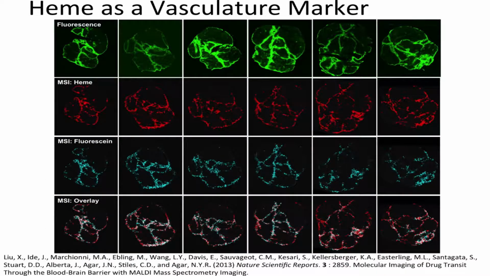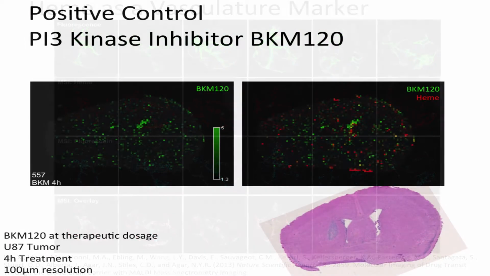And we validated this by doing a fluorescent injection in an animal, which is an accepted marker of the vasculature, taking serial sections of the tissue, doing microscopy and fluorescence imaging, then covering with the matrix and doing mass spec imaging of heme and of the fluorescent, and then you have a very strong correlation of those images. So now what we can do is use heme as a marker of the vasculature and see where the drug maps in relation to that marker.